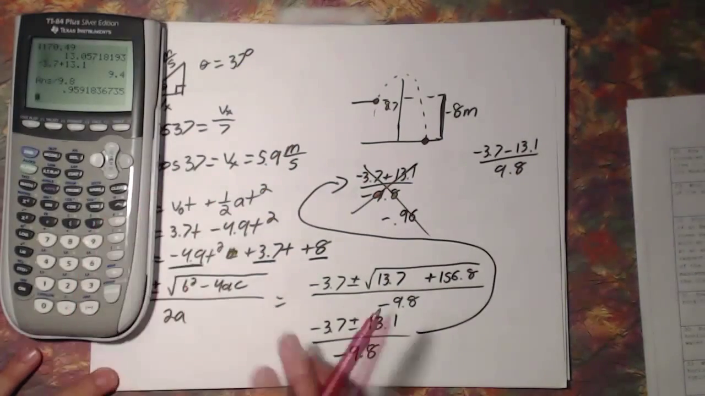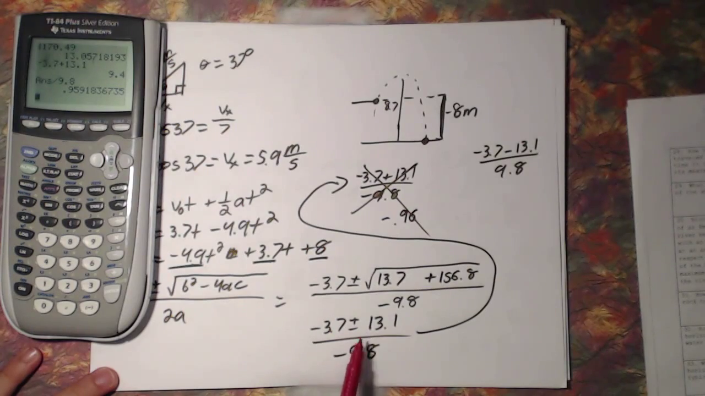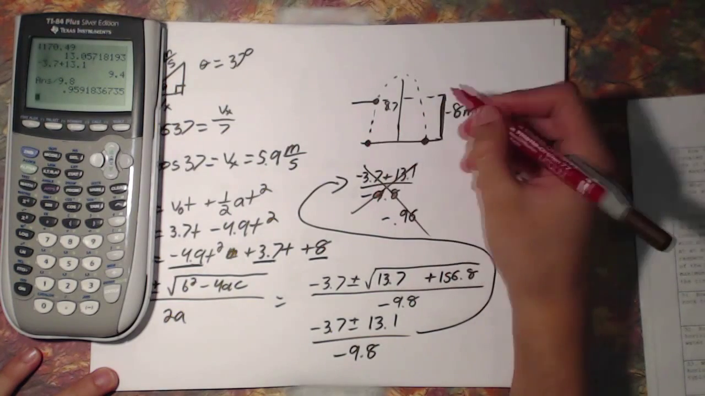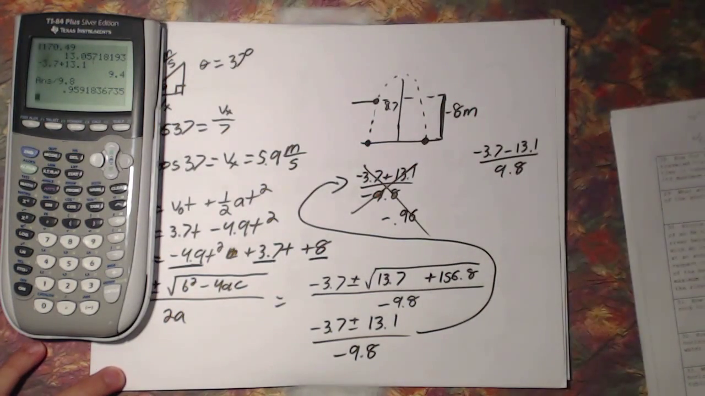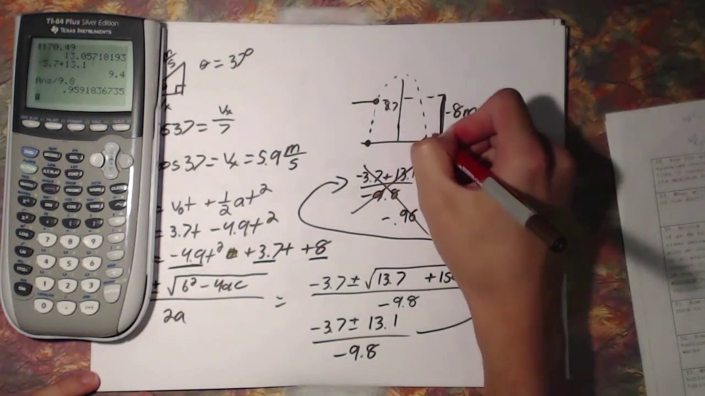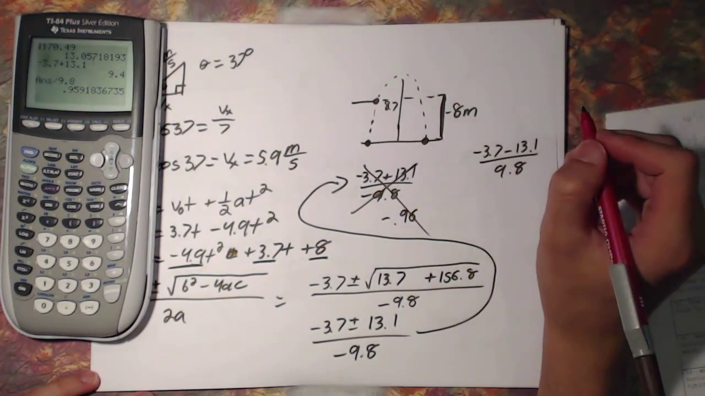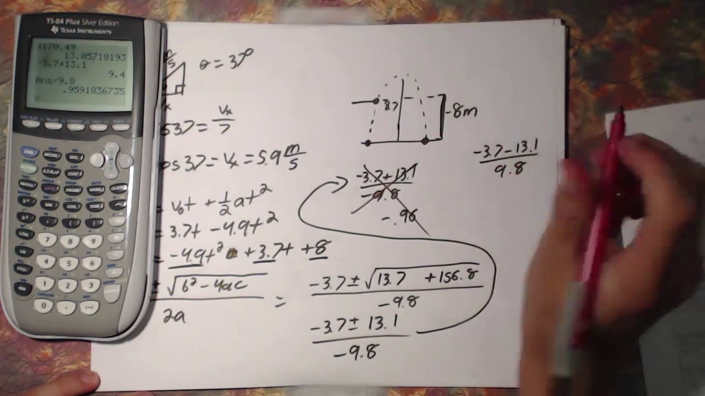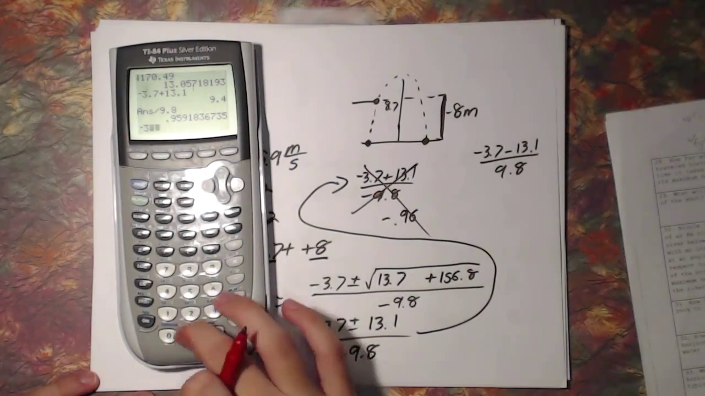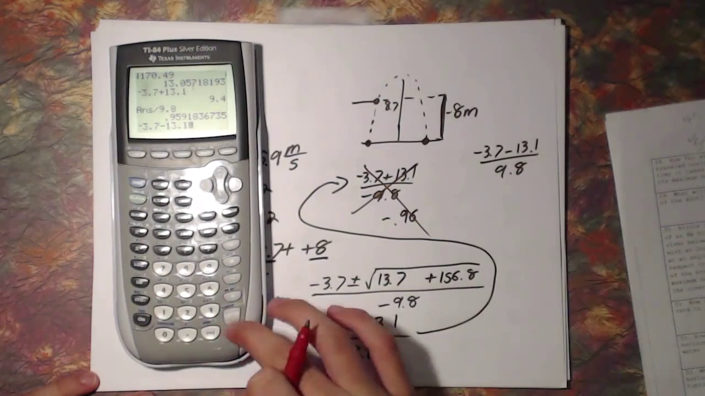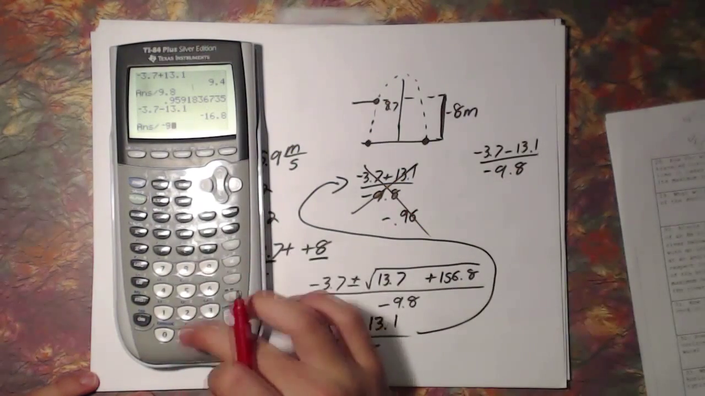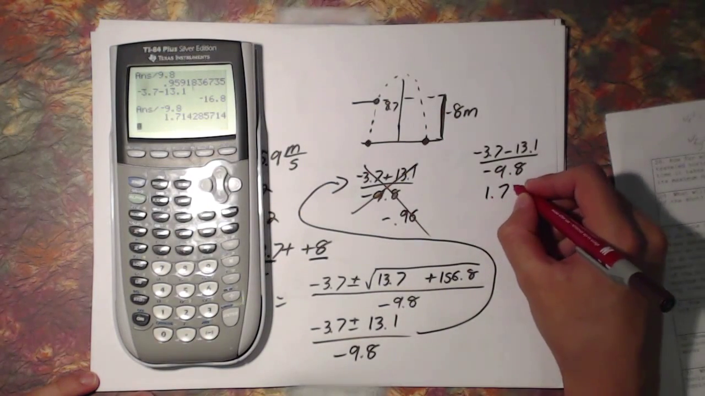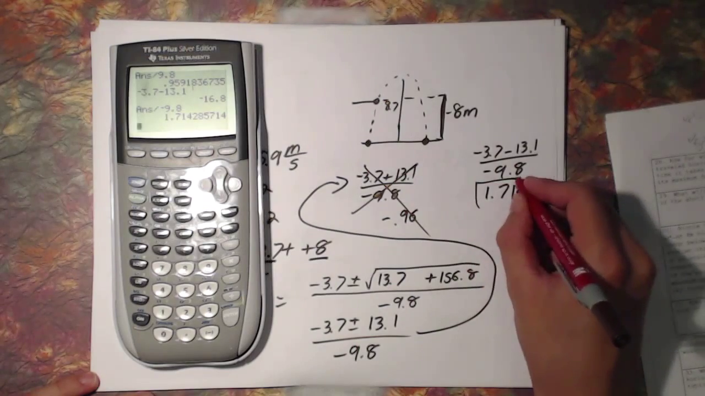The quadratic formula is always going to give you two answers. Negative 0.96 would tell us when it hit down here, but that doesn't make any sense because it started here and it's going this way. It's not going down this way. So you have to logically get your two answers and figure out which one makes sense. So we know it's going to be this one. Negative 3.7 minus 13.1, divided by negative 9.8 gives us 1.71 seconds. Thank God. That was annoying.